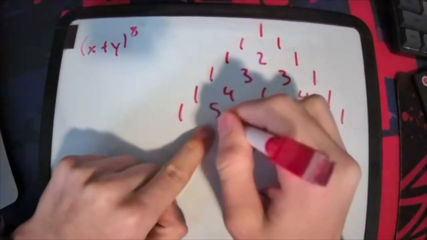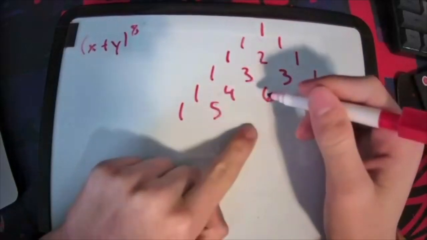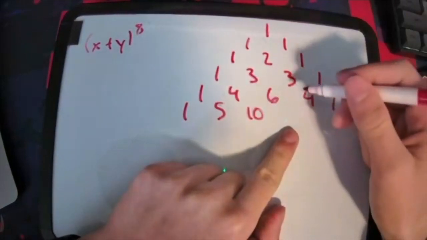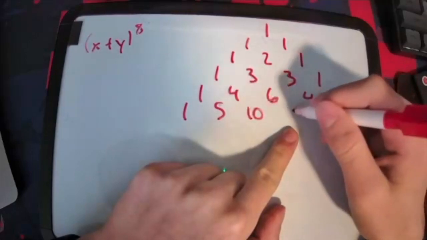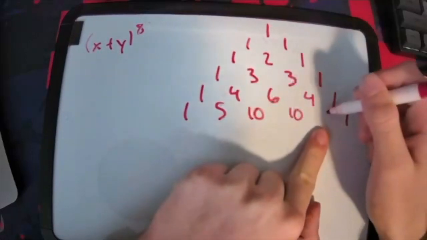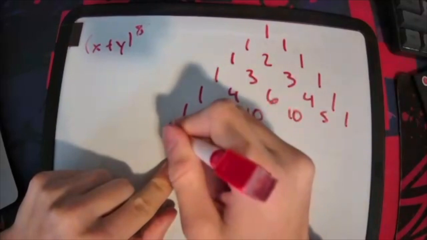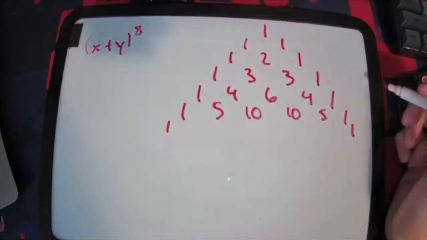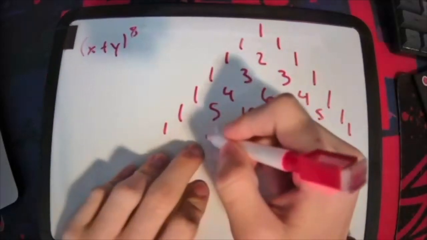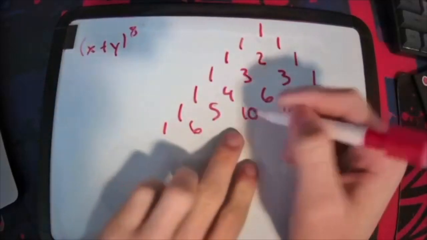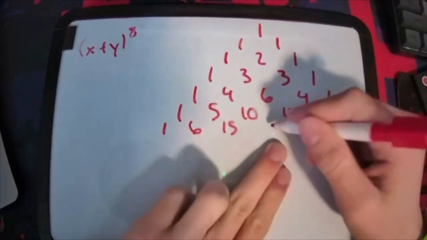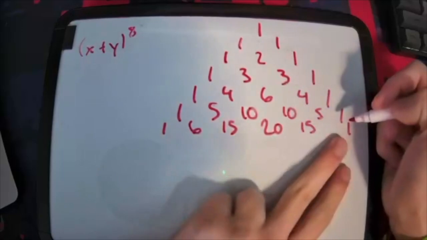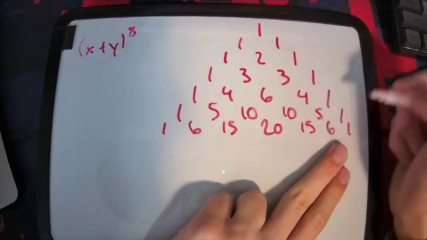1 plus 4, which is 5. 4 plus 6, which is 10. 6 plus 4, which is 10. 4 plus 1, which is 5. Now we have to write 1s on the outside again. So we have 1 plus 5, which is 6. 5 plus 10, which is 15. 10 plus 10, which is 20. 10 plus 5, which is 15. 5 plus 1, which is 6.